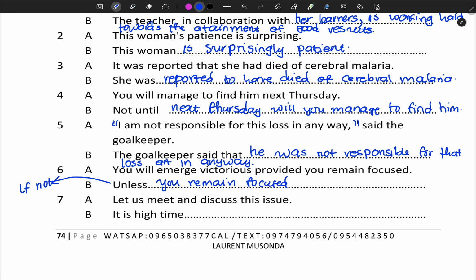After unless, it is followed by the condition. Unless you remain focused, we're not going to say you will, but we'll say you will not, because it's negative. Since you can't remain focused, you will not emerge victorious.